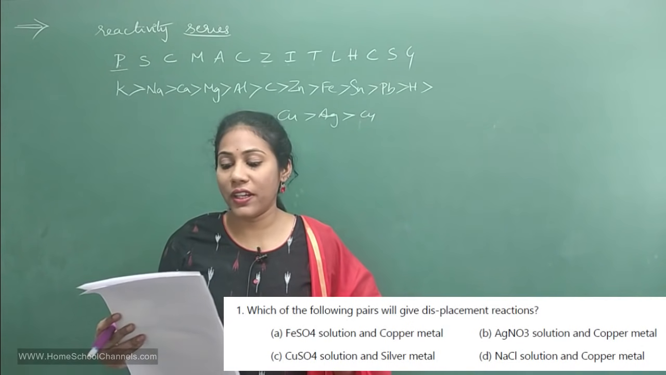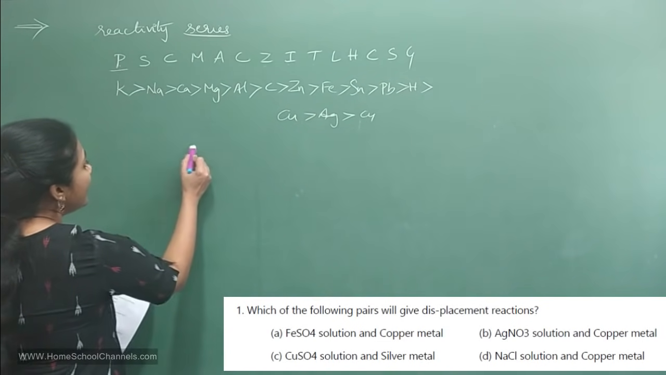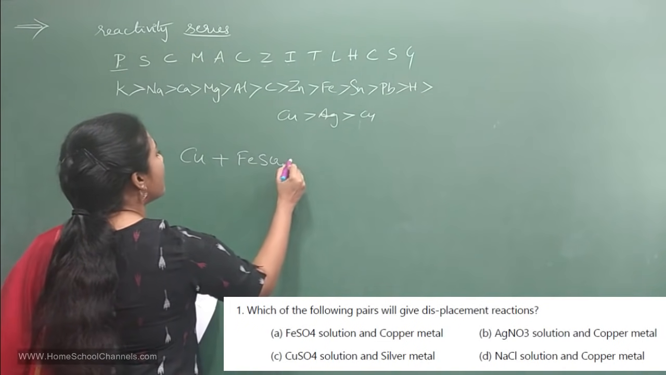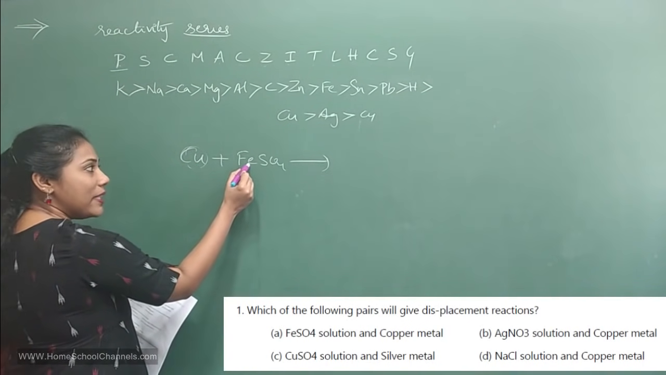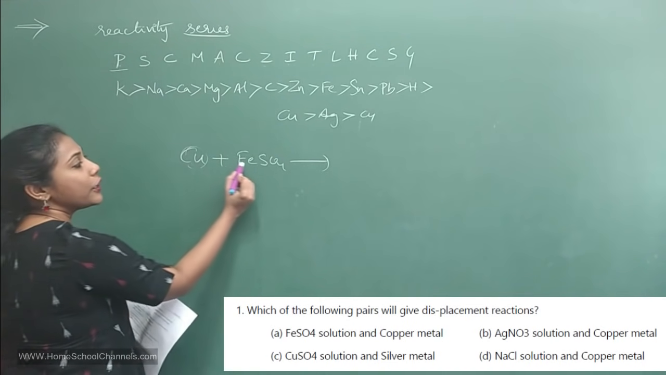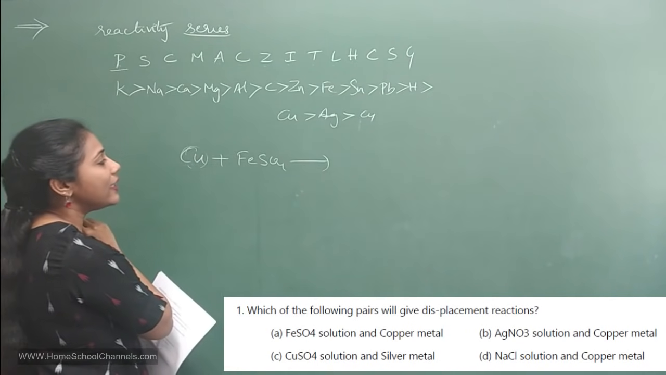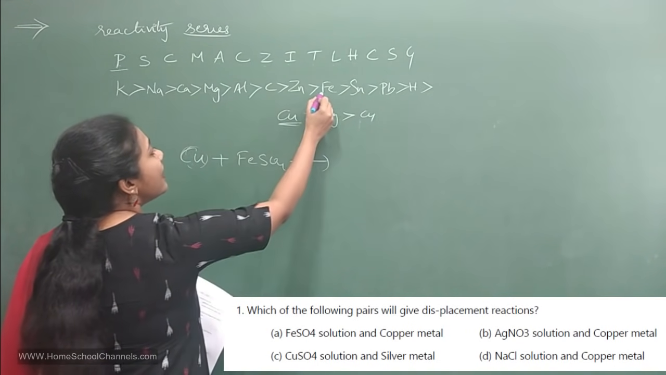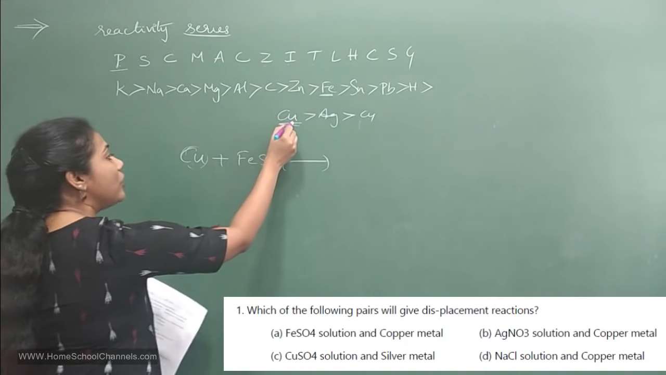The first option was ferrous sulfate solution and copper metal. So can a reaction occur between copper and FeSO4? Right? Say this is a metal. If this metal has to go in the place of iron, it must be more reactive than iron. So is copper more reactive than iron? Check the position. Where is copper coming? Here. Where is iron coming? Here.